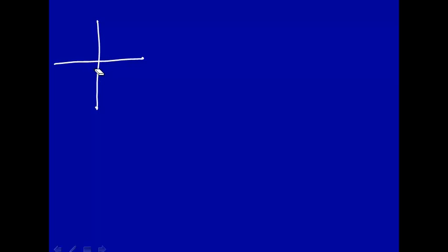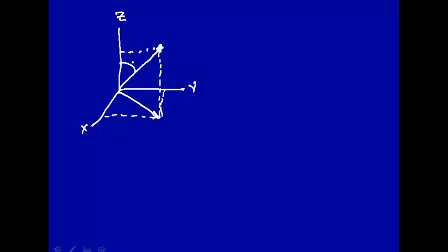Actually, let me draw it a little differently here. Let's draw it this way, a little clearer. This will be the x direction, this will be the y, and this will be the z direction. And now we have a vector of constant length which points out into space. If we project this vector down to this axis here and draw this projected vector, we have an x and a y component, and we have a z component.